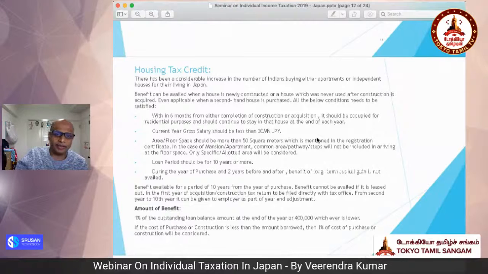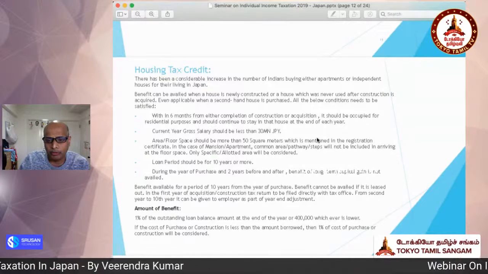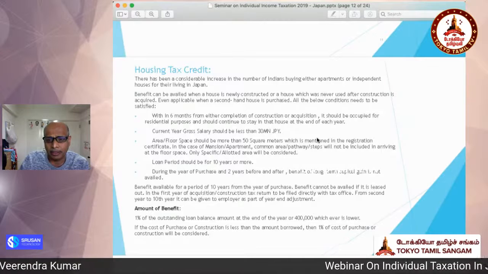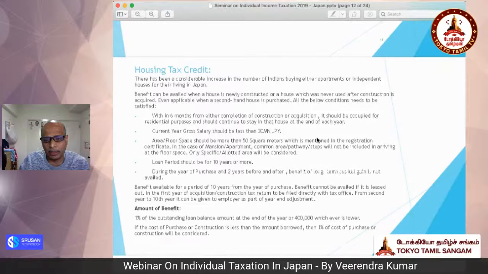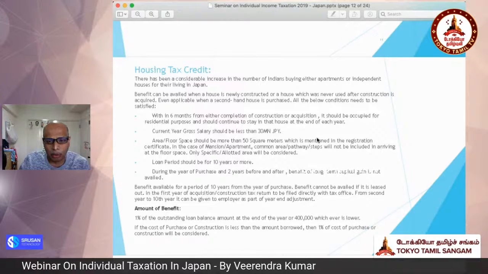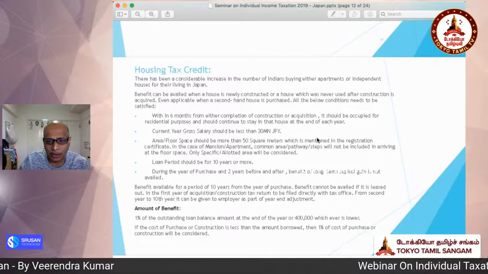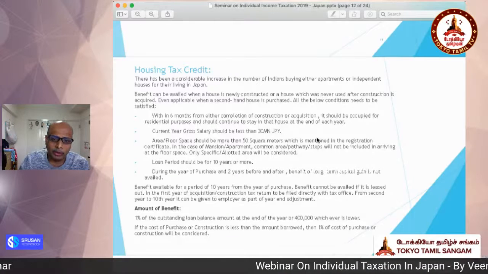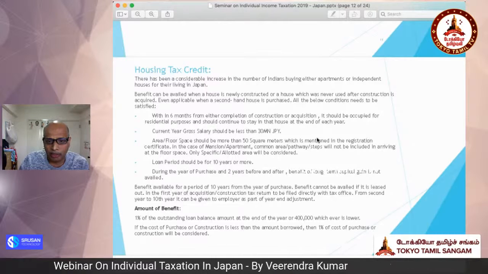And this is the housing tax credit. Recently, there have been many Indians buying houses in Japan, either apartments or independent houses. So for this, normally they borrow a loan from the bank, and the bank will finance that purchase. So there is a benefit available under tax law if you meet all these conditions.